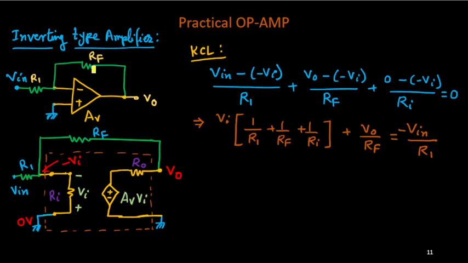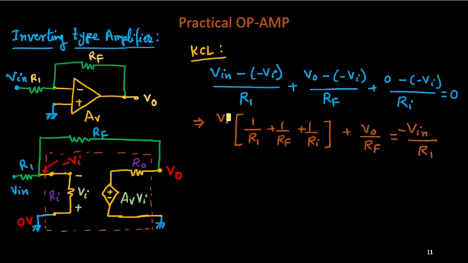So if you simplify this one, what I will do is consider all the Vi at one place. I can take common Vi: this will be Vi upon R1, this is Vi upon Rf, this is Vi upon Ri. So there I will take Vi common, plus this output V0 by Rf, that also I will keep on the left hand side. And this term Vin upon R1, I will take on the right hand side, so it will become minus Vin by R1. So this is one equation containing Vi and V0.